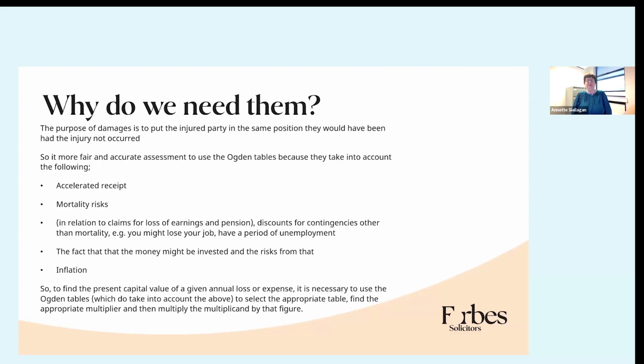Obviously, the fact that you're going to invest the money, which it's assumed that you would, is taken into account. And of course, it takes into account inflation. So to find the present capital value of a given annual loss or expense, it is necessary to use the Ogden tables, which do take into account all the above. So you select the appropriate table, you find the appropriate multiplier, and then you multiply the multiplicand by that figure.